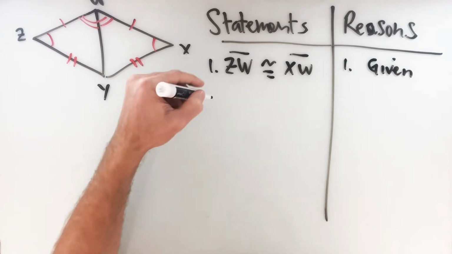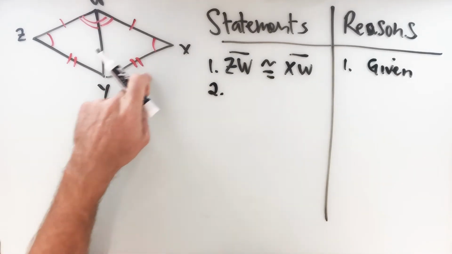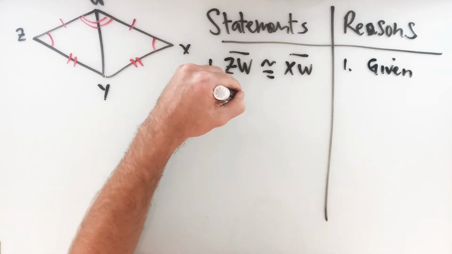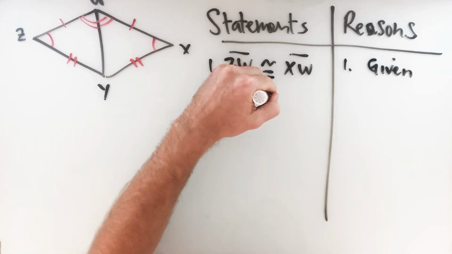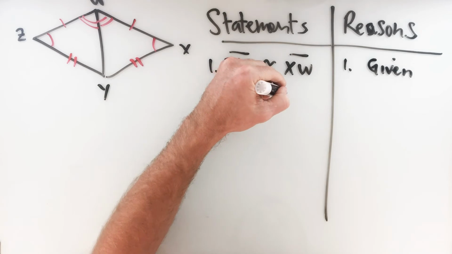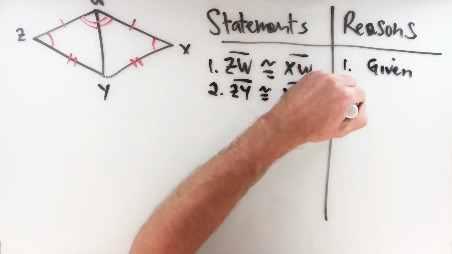That's true for another pair of sides. You can see the 2 tick marks here and here. So I do know that segment ZY is congruent to segment XY for the same reason.